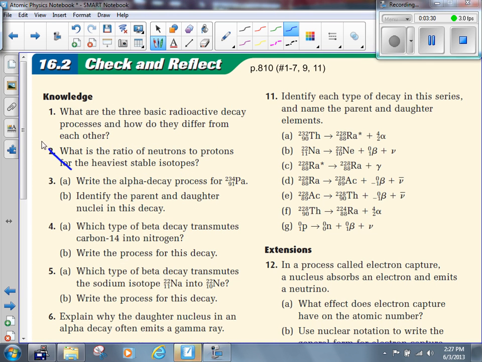Next set of questions we had was page 810, number 1 to 7, 9, and 11. I told you that number 2 was not assigned, or at least it shouldn't have been assigned to you. So any issues with 1, 3 to 7, or 9, or 11? None? No. How many people did 12?